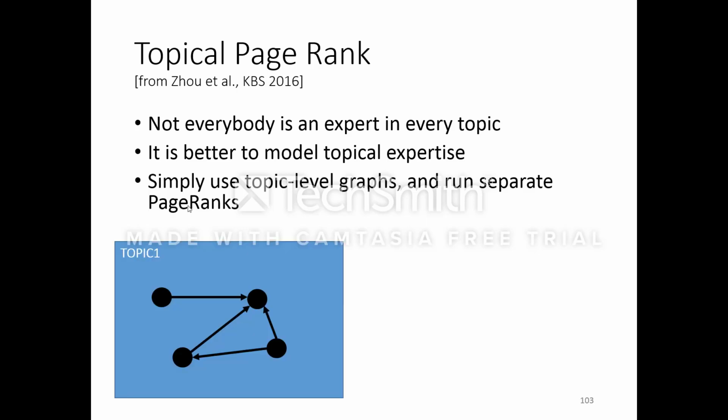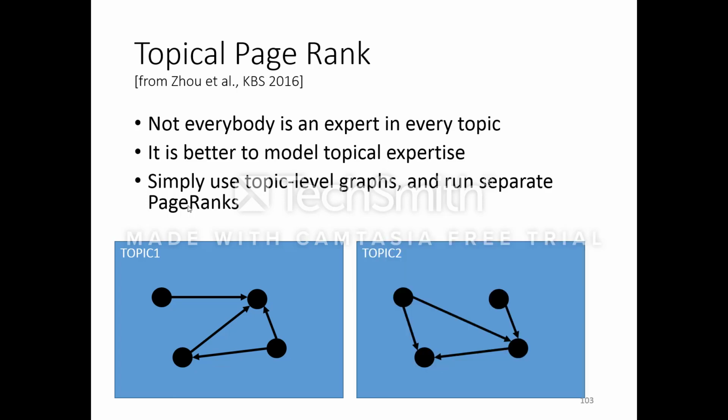So you might have topic 1, and you consider only the asker-answerer relationship in question answers from topic 1, and you get a graph. And for topic 2 you model the ask-answer relationship, and you get another graph there. So topic 1 has one graph, topic 2 has another user graph, and you can run the PageRank separately on them, and essentially you will get topical expertise. So that's what it is.